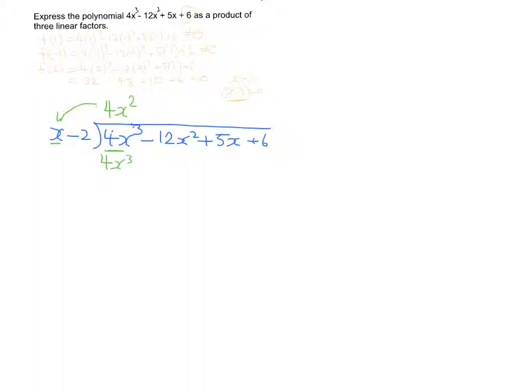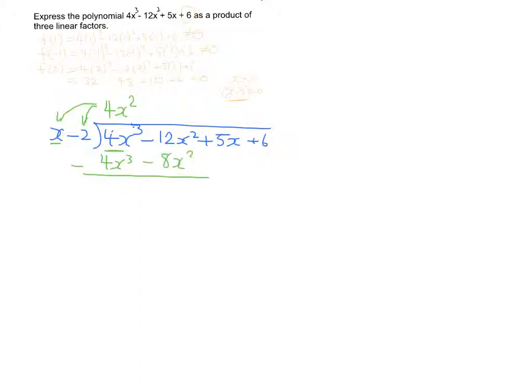So I've got x minus 2 into 4x cubed take 12x squared plus 5x plus 6. Now what I'm going to do with this is I'll change the colour. What we have to do is we get the 4x cubed and we divide that by the x out the front. So 4x cubed divided by x is 4x squared, and then we multiply that by everything out the front. So 4x squared times x is 4x cubed, and 4x squared times -2 is -8x squared.